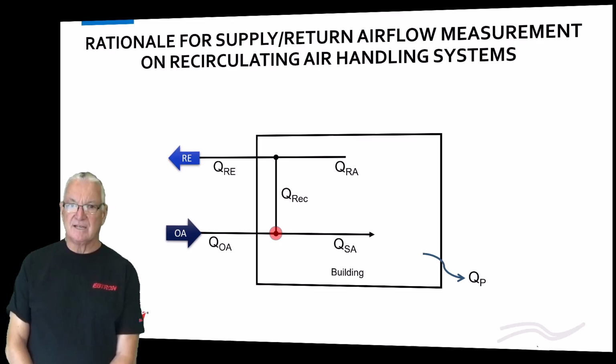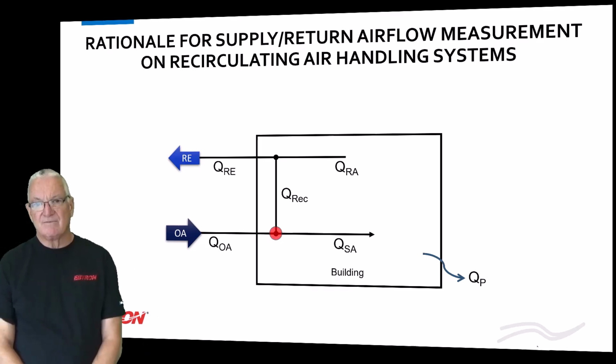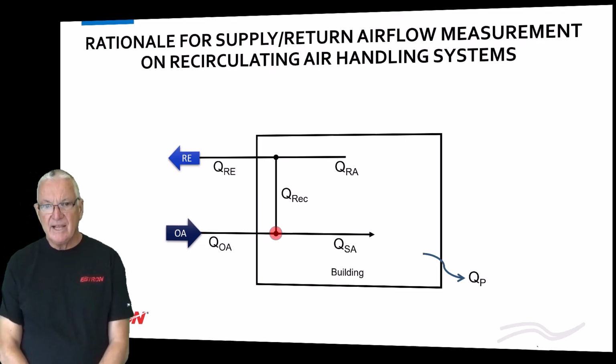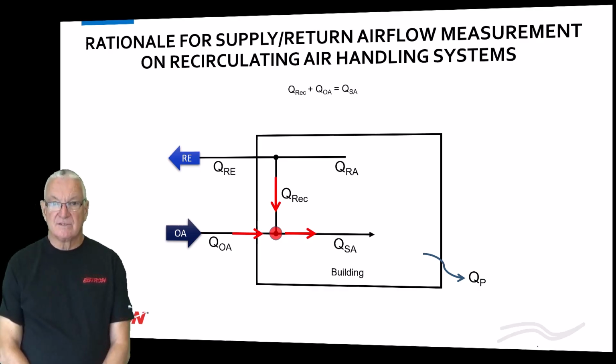And it's really easy, but I like to go through this little proof anyhow. So you see I've got a little red dot flashing there. Basically, what we can do is create an equation that says the supply airflow rate is equal to the recirculation airflow rate plus the outside airflow rate. And that's that first equation I've got up above there.